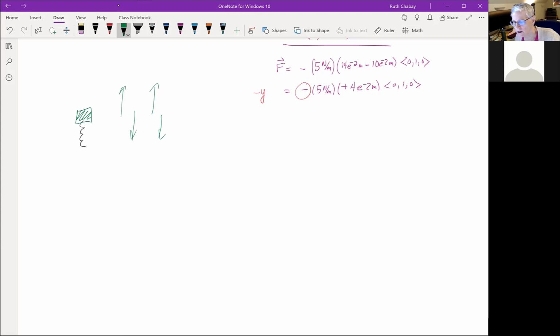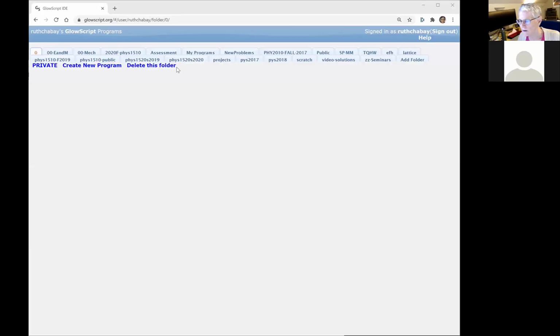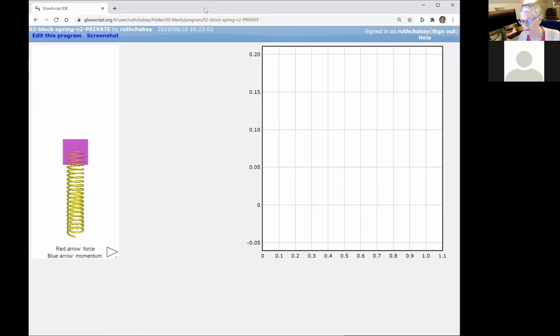Now this calculation is a little complicated because the net force isn't just the spring force, right? There's a gravitational force on the block too. But that's okay, we can put that into our calculations. So let's see what happens if we do that. So what I want to do is show you a GlowScript program in which we actually do that calculation. So here's a VPython program that does that calculation. We'll talk about what that calculation looks like in VPython in a moment.